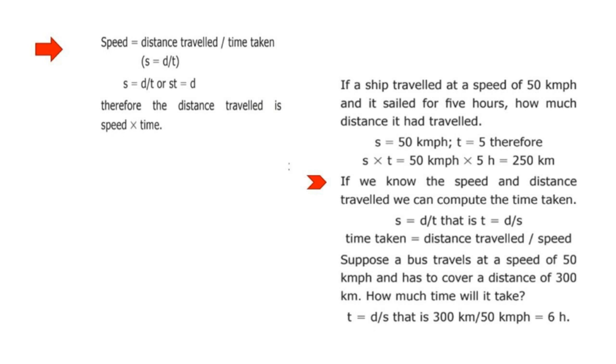For example, suppose a bus travels at a speed of 50 km per hour and has to cover a distance of 300 km. How much time will it take? See, here the speed of the bus is given, it is 50 km per hour, and the distance covered is 300 km. So what's the formula to calculate the time? T is equal to D by S. So 300 km divided by 50 km per hour. So what's the answer? It is 6 hours. Here kilometer and kilometer are going to be cancelled.